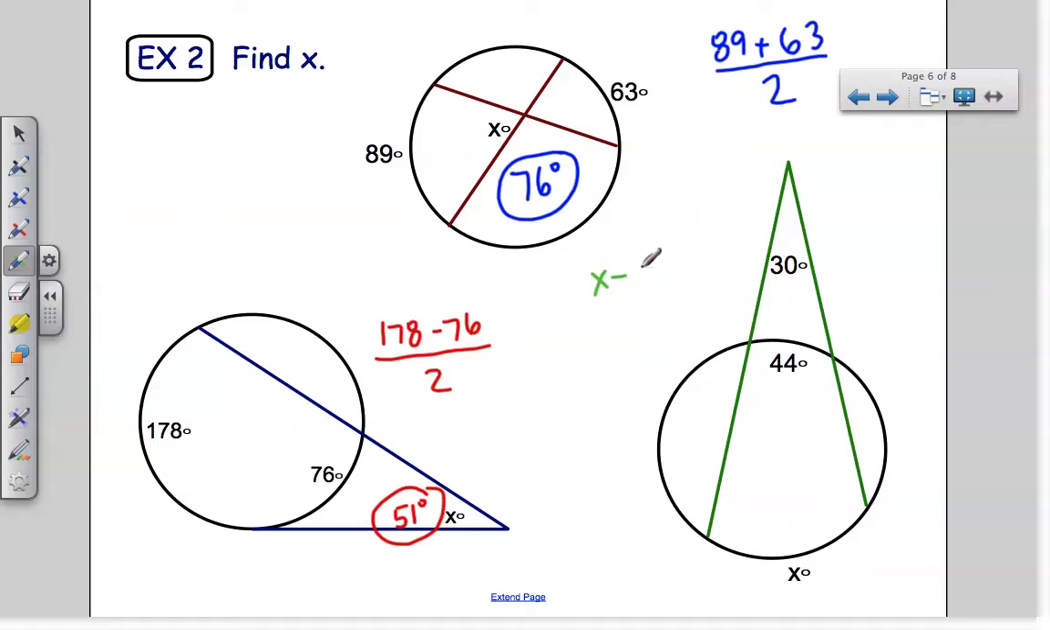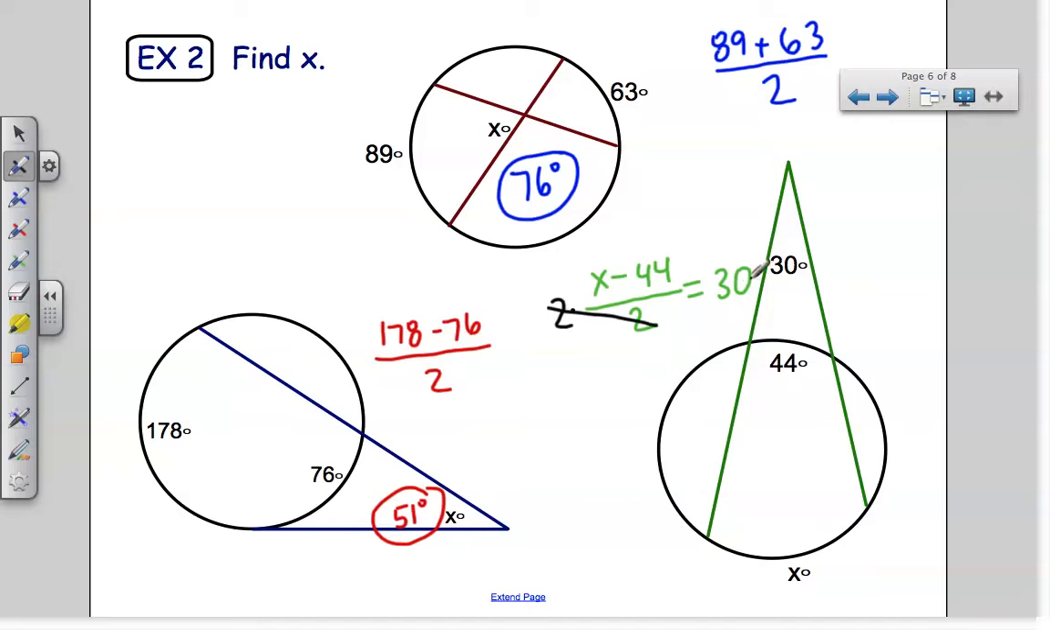But I know that if I do big arc minus little arc, big arc is x, little arc is 44, and I divide by 2, I get, in this case, 30 degrees. Like over here, I did big arc, 178, minus little arc, 76, divided by 2, and I got 51. Here, I don't know the big arc, so I put x, minus the little arc, 44, divided by 2, and I know it equals 30. And now I have to solve this equation.